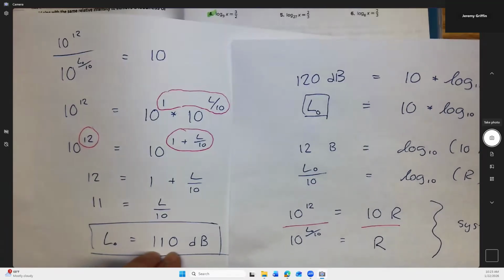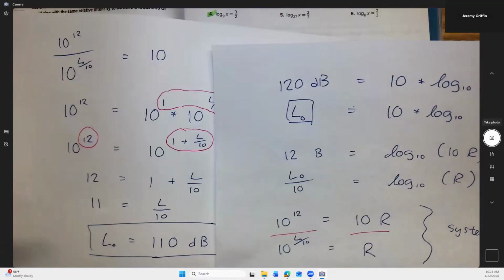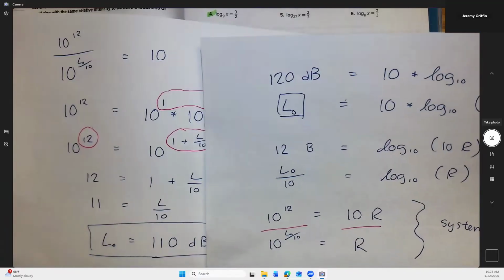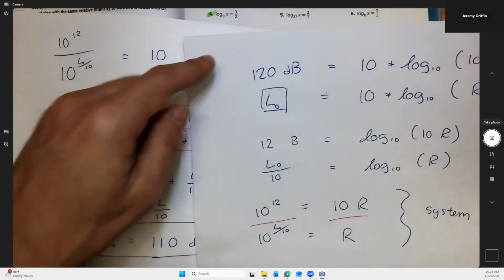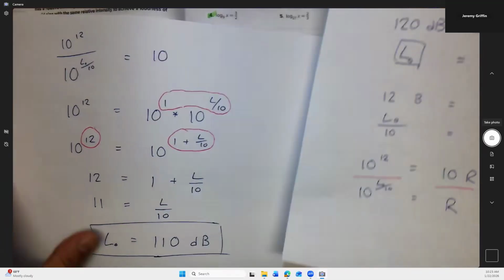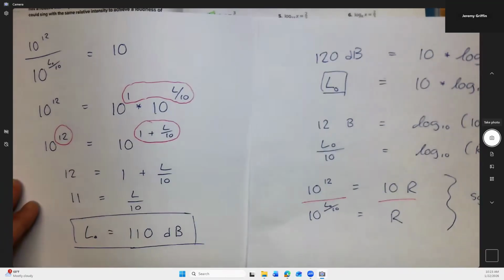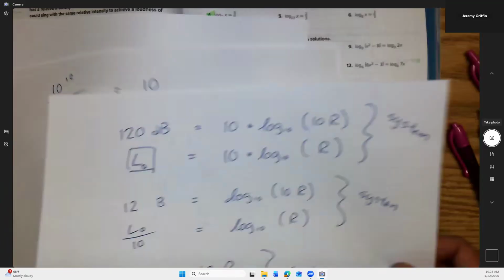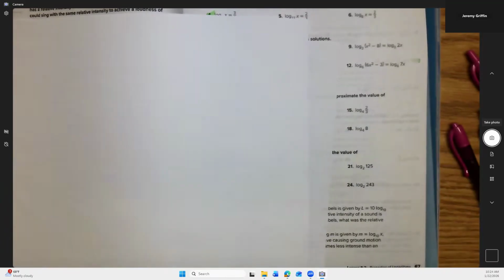If you have a 110 decibel jackhammer, and then suddenly you have 10 of those, it only jumps up to 120 decibels because of the logarithm. All right, you guys get there? Okay, so what else do we got?